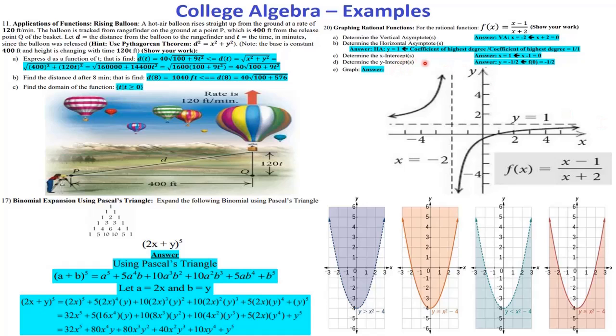Determine the x-intercept, simply set the numerator equal to 0, which gives x equals 1 as the x-intercept. To determine the y-intercept, simply put x equal to 0, which gives minus half as the y-intercept. Then to graph it, simply you put the vertical asymptote, the horizontal asymptote, the x-intercept, and the y-intercept, then that is the graph.